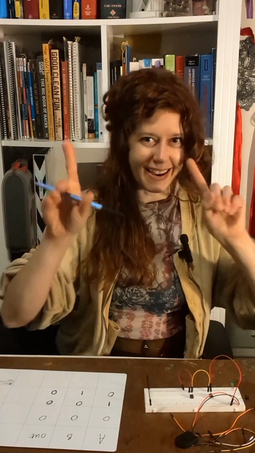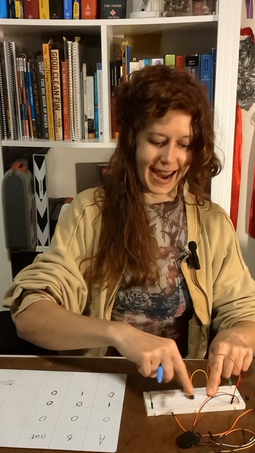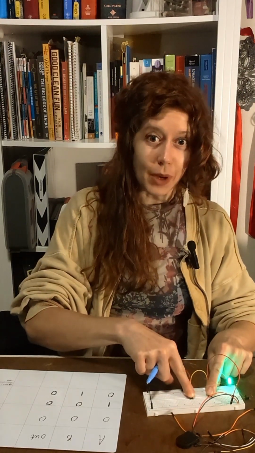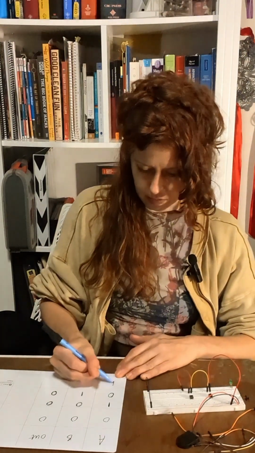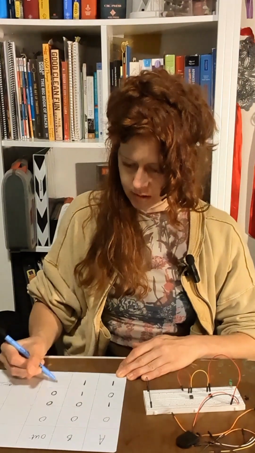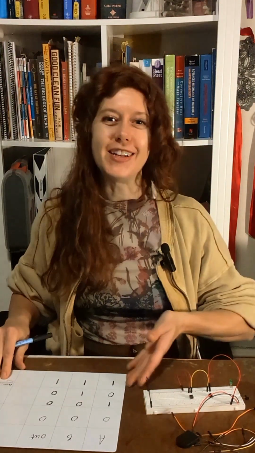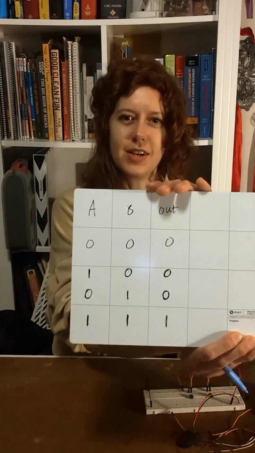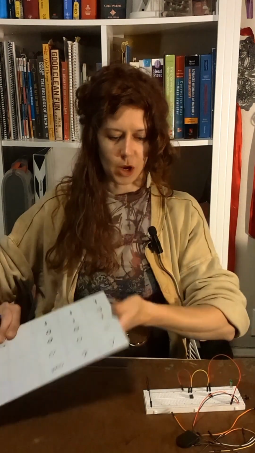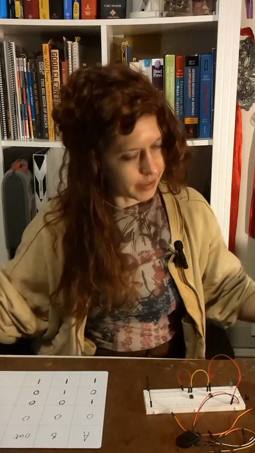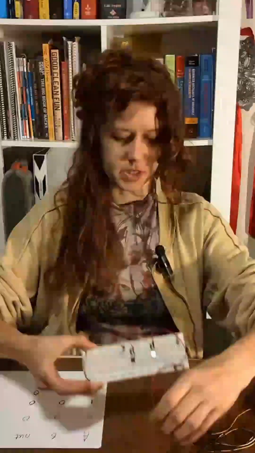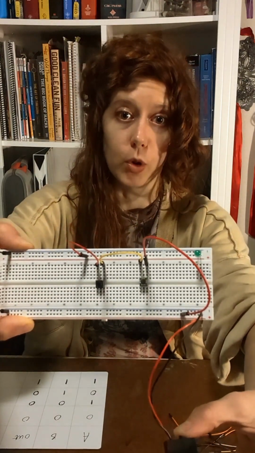Okay, but hey, if I push button A and button B, now both inputs are on and the output is on. Yay! Ta-da-da-da, there we go. All right, so that's why it's called an AND gate. Both inputs must be on for the output to be on.